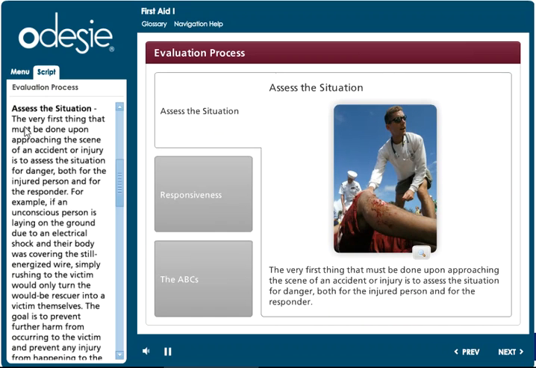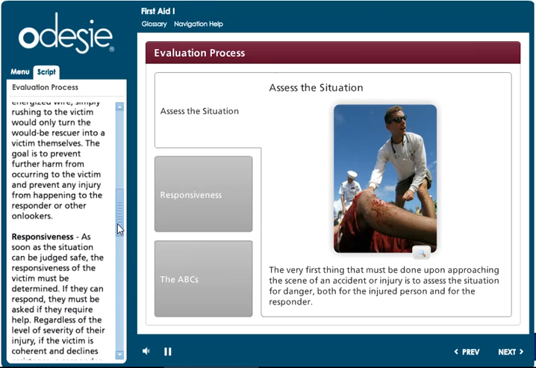The very first thing that must be done upon approaching the scene of an accident or injury is to assess the situation for danger, both for the injured person and for the responder. For example, if an unconscious person is laying on the ground due to an electrical shock and their body was covering the still energized wire, simply rushing to the victim would only turn the would-be rescuer into a victim themselves. The goal is to prevent further harm from occurring to the victim and prevent any injury from happening to the responder or other onlookers.